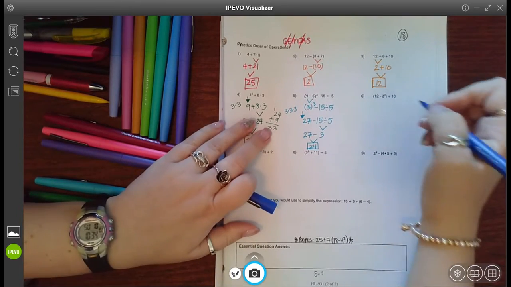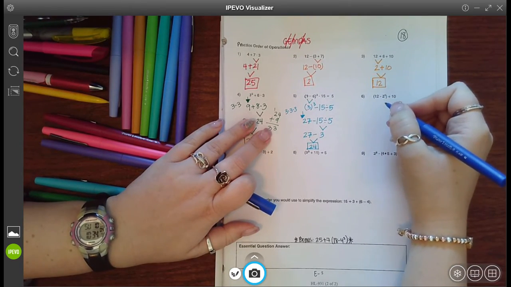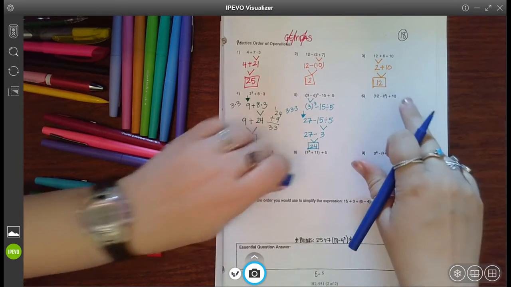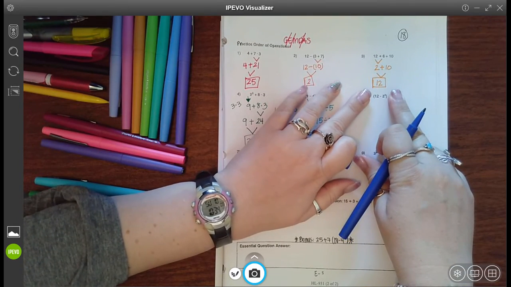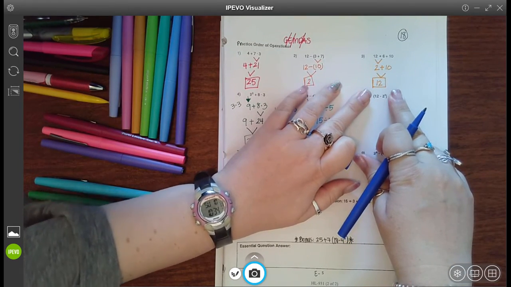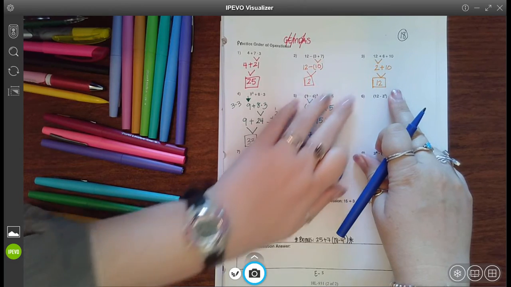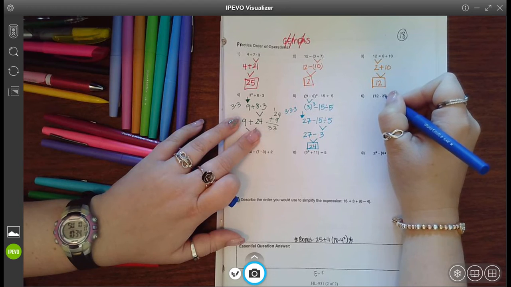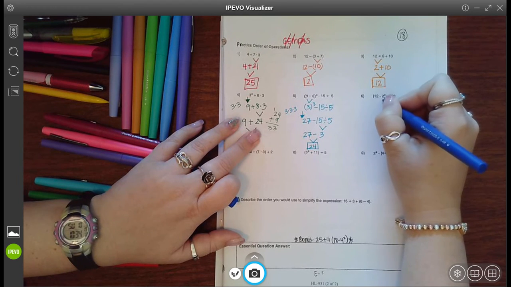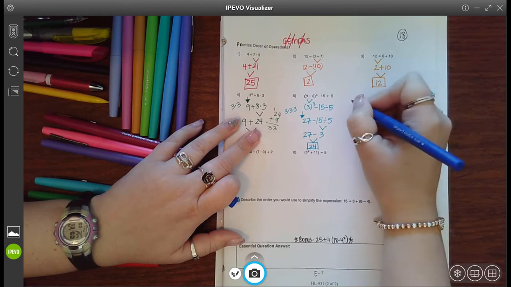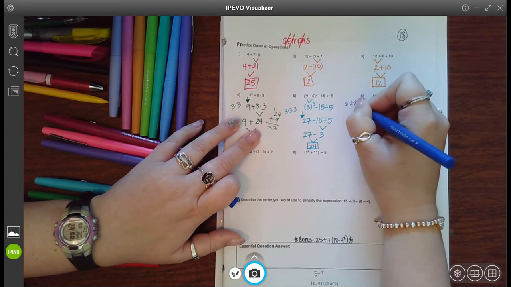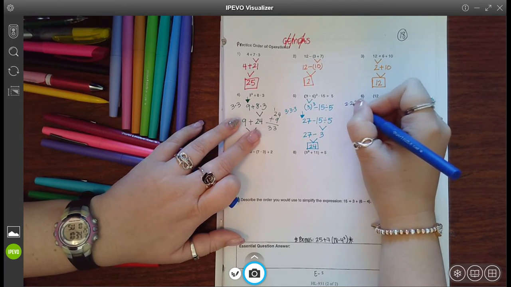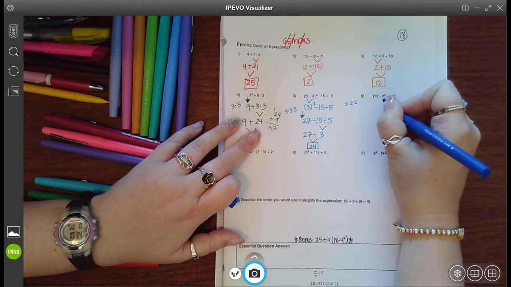Okay, now here you're like, wait, 12 minus 2, or what should I do first? Because you knew to start in the parentheses, right? But within the parentheses, you still follow the order of operations. So I want to do exponents before I subtract. So I'm going to bring that exponent down. 2 times 2 times 2. Well, 2 times 2 is 4. 4 times 2 is 8.